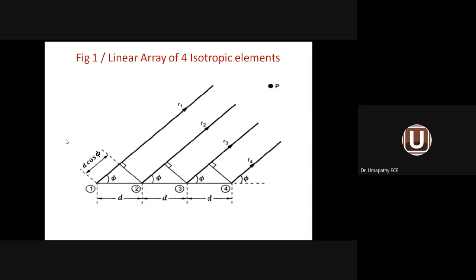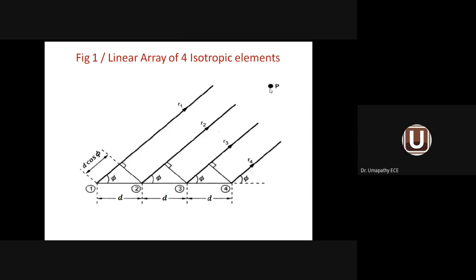Now see, the 4 antenna elements are available. This is phi. This one is d. Using Pythagoras theorem, this is d cos phi. So what is the path difference between R1 and R2? R1 equals d cos phi plus R2. What is the path difference between R2 and R3? R2 equals d cos phi plus R3. R3 equals d cos phi plus R4. So d cos phi is the total path difference between the adjacent antenna elements.